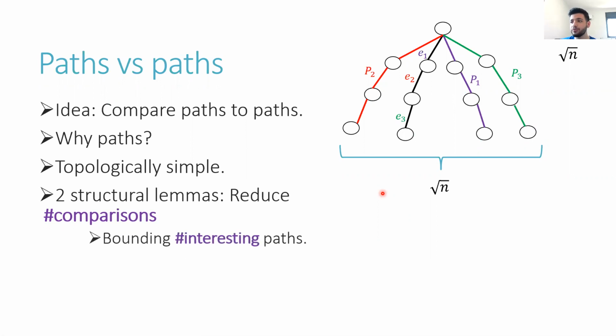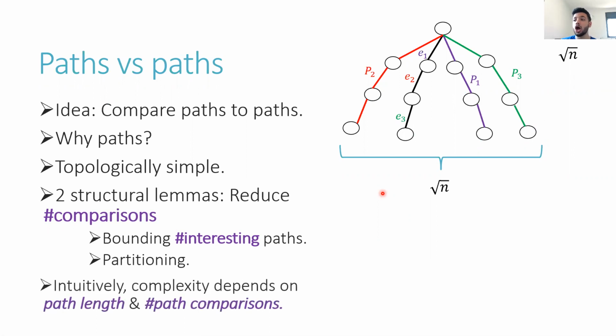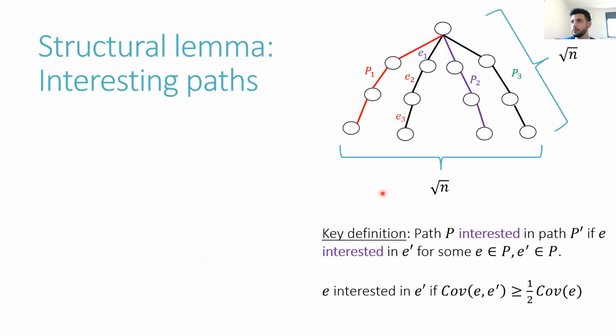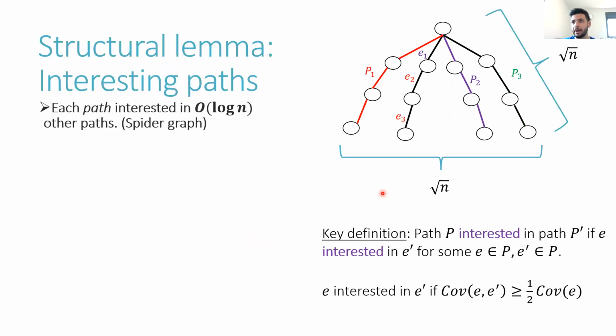One is that we are able to bound the number of interesting paths, and the other is a partitioning lemma, which I'm going to discuss later. And again, intuitively, the complexity will ultimately depend on the path length and the number of path comparisons. The key definition here is that a path P is interested in a different path P prime if there is some edge E in P that is interested in some edge E prime in P prime.